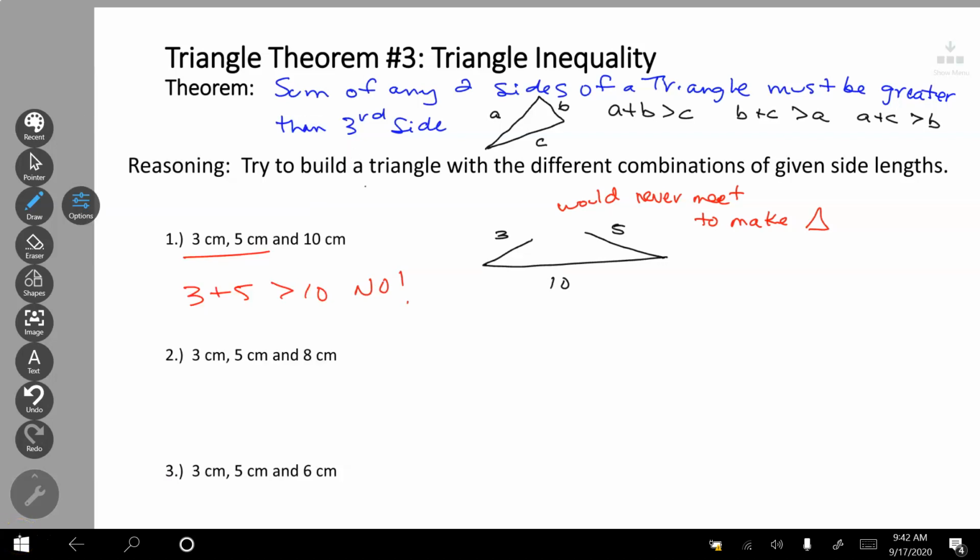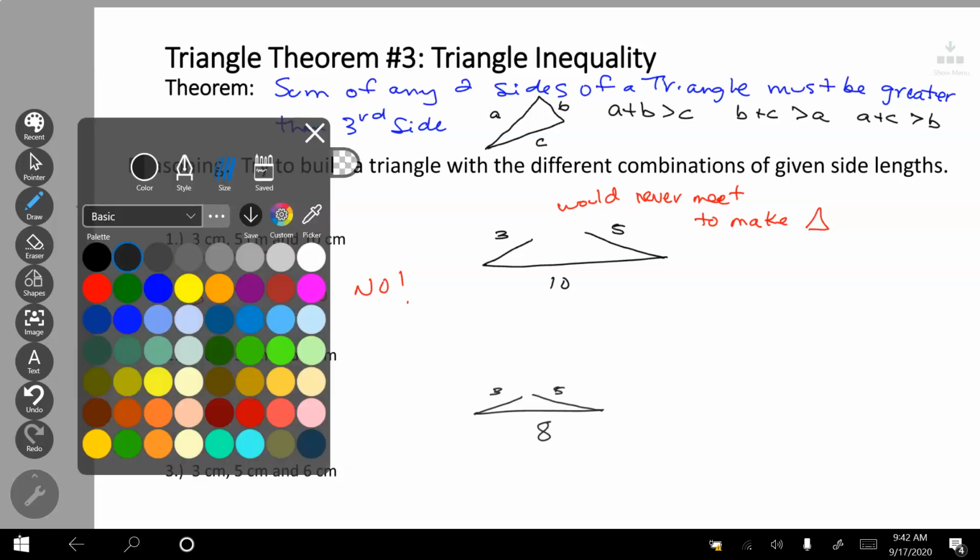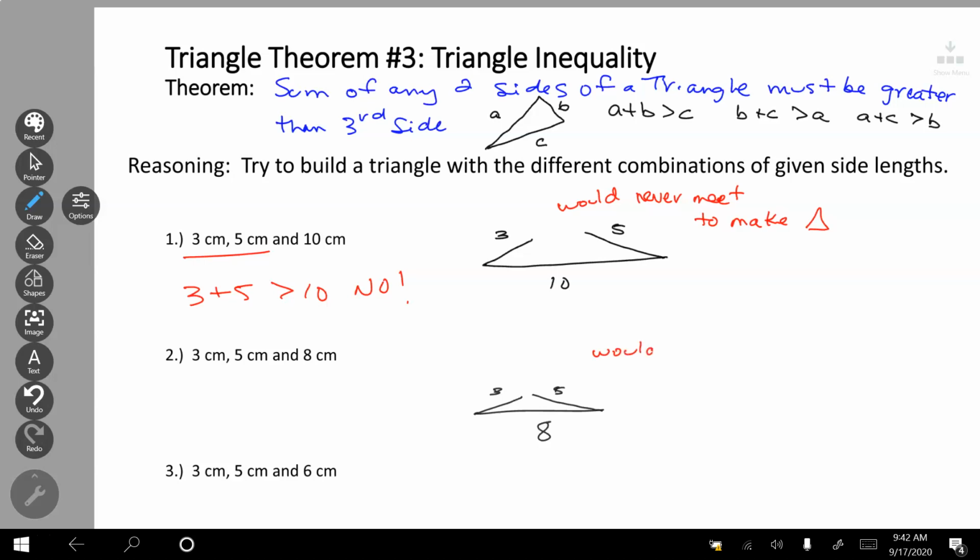Same thing here. Here's side 8, here's side 3, here's side 5, and they would meet, but they would lie flat on top of the 8. So again, it would not be a triangle. 3 would lie flat, and 5 would lie flat, and they would barely touch. And again, I can show that 3 plus 5 is not greater than 8. It equals 8, so it's not a triangle.